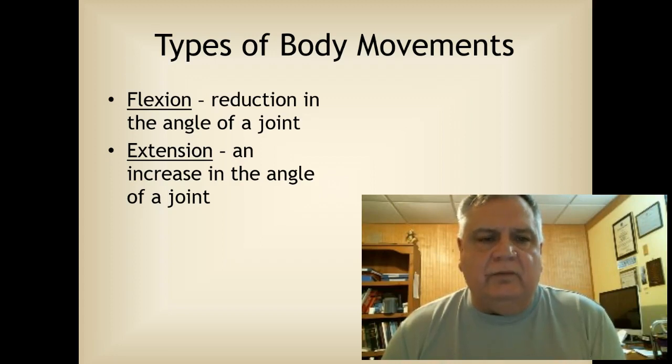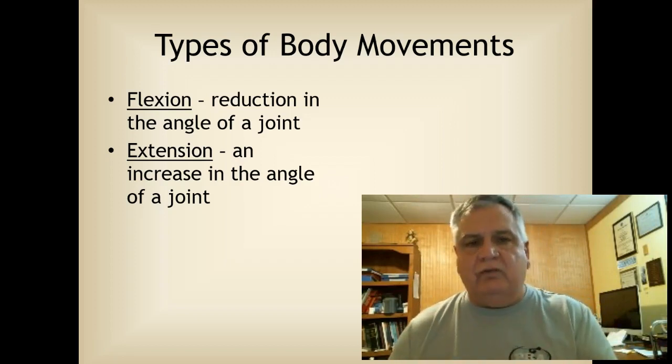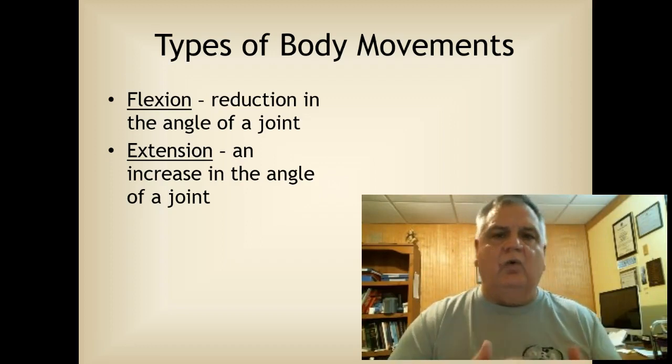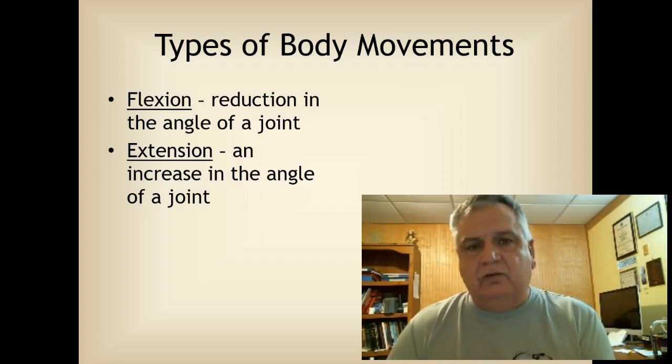The first 2 types of body movements we take a look at are flexion and extension. A flexion is defined as the reduction in the angle of a joint. An extension is defined as an increase in the angle of a joint. So anytime we're talking about a muscle action, we don't have to say that for this muscle or that muscle, the action is to reduce the angle of a particular joint or increase the angle of a particular joint. We can say the muscle's action is flexion or extension.